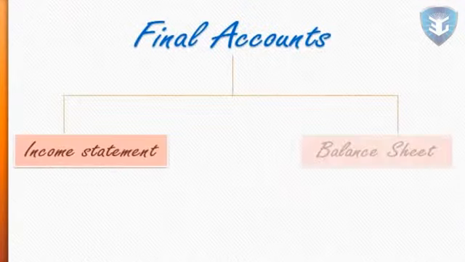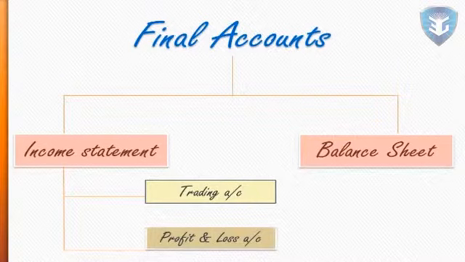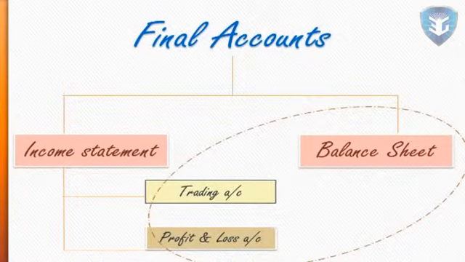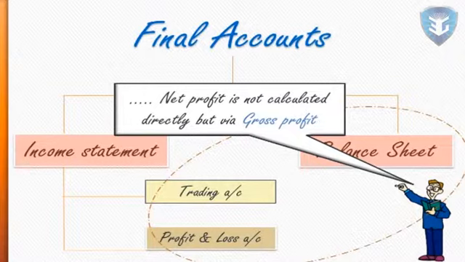One thing more, I have already told you that final accounts will have two parts: income statement and balance sheet. And the income statement will have two parts: trading account and profit and loss account. So we can say that final accounts are in three parts: trading account, profit and loss account, and balance sheet. Because in final accounts, we don't jump to the net profit directly. We reach net profit via gross profit. In between, we calculate one more stage, and that stage is called gross profit.